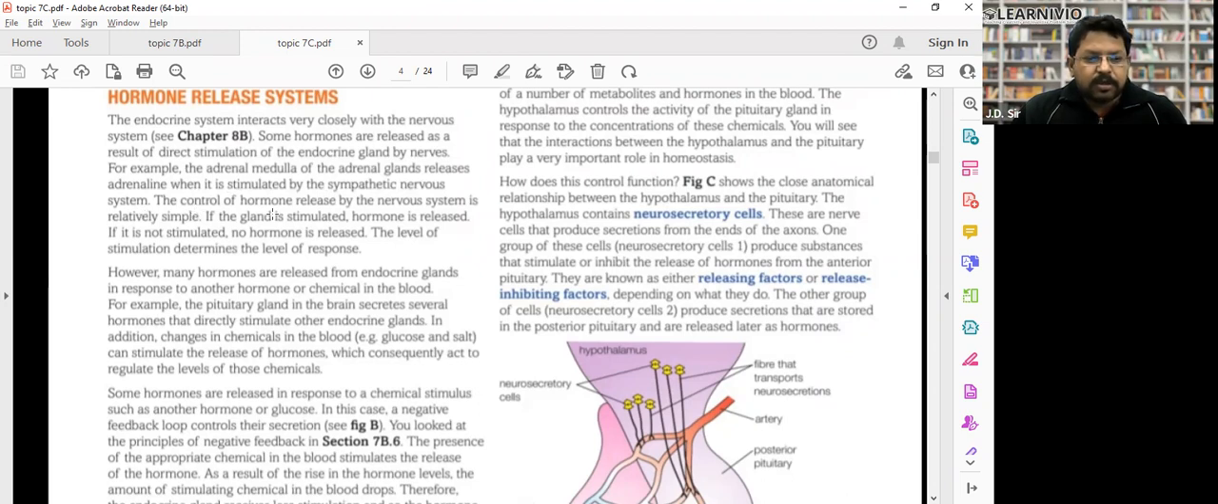The control of hormone release by the nervous system is relatively simple. The same thing is explained here in a different way. If the gland is stimulated, hormone is released, and if it is not stimulated, no hormone is released. The level of stimulation determines the level of response.